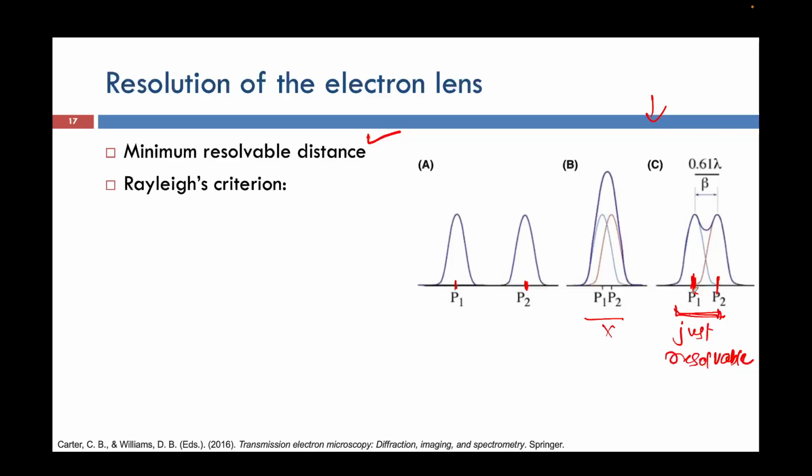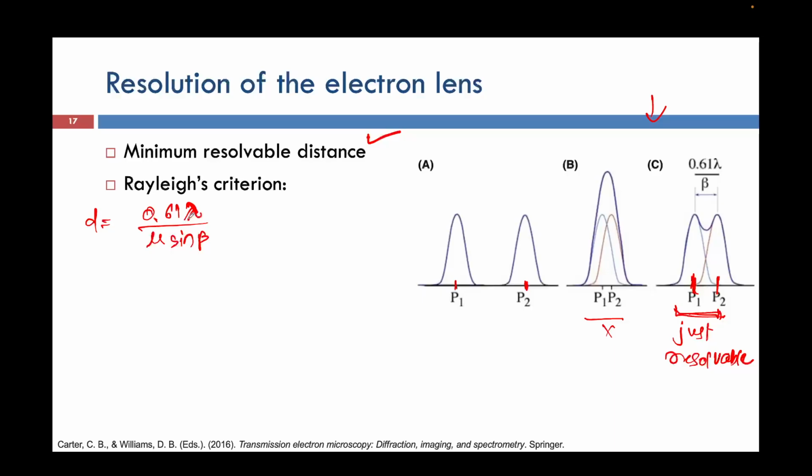So this is Rayleigh's criterion. If I am talking about the distance d, then this is 0.61 lambda divided by mu sine beta. Here mu is the refractive index, beta is the semi-convergence angle, and lambda is the wavelength of the radiation.